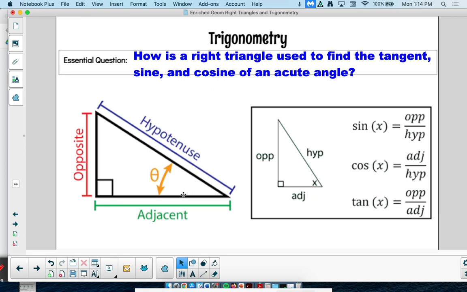Okay, so trig, if you look on the first part of your note, says it's the study of triangles. For our purposes in our class, it'll always be a right triangle, okay? When you take Algebra 2 and any other math course after this, you will see that it's not only for right triangles, but for our purposes, it will be.